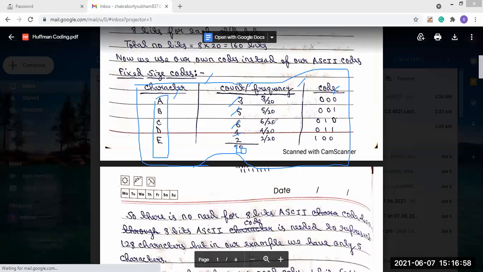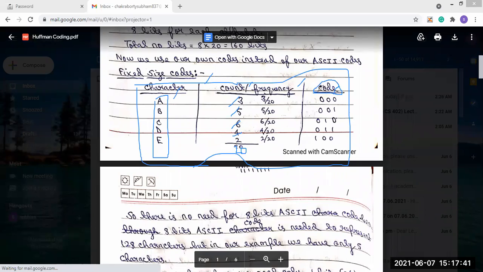For D, how many times is D appearing inside the 20 characters? 4 times, so that's why 4 by 20. And E is appearing 2 times inside the 20 characters. So either one you can use, but for ease, I would say you should use the count method, where you directly write how many times the particular character is appearing in the message. Now, there will be another thing, that is the code.